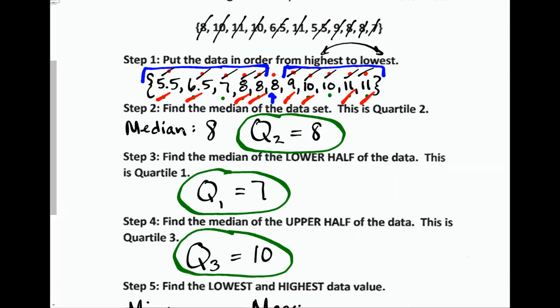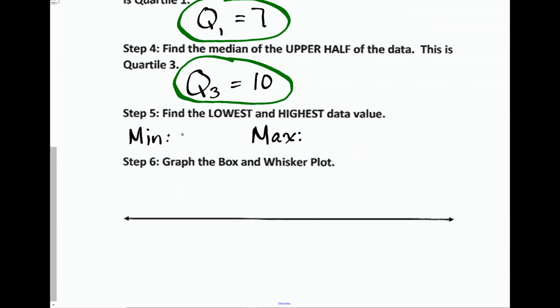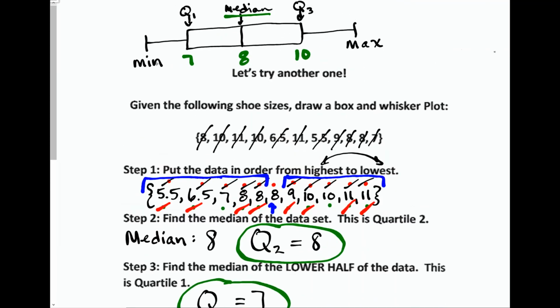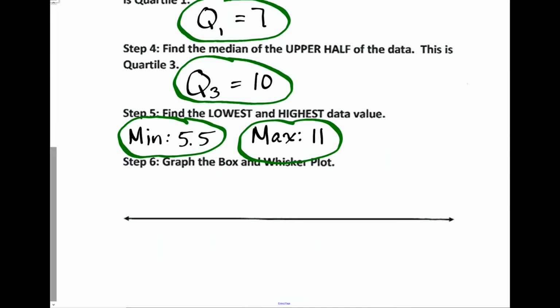So my minimum is 5.5 and my maximum is 11. Again, these are both very important pieces of information because they will denote my whiskers. So 5.5 and 11. Now I have all the data I need to graph the box and whisker plot.